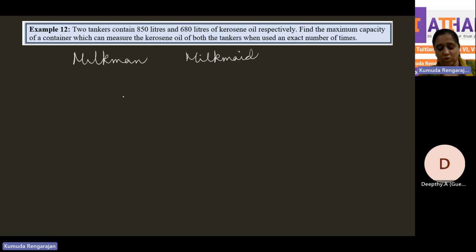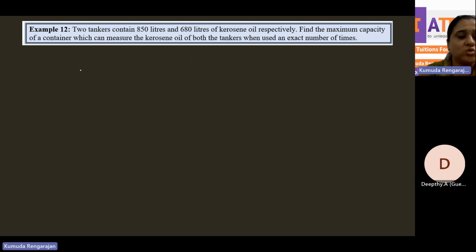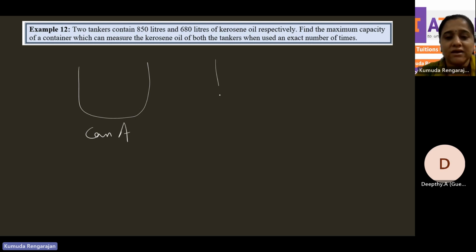That's the name of the brand or that product. Okay, milkmaid. So say a milkman or a milkmaid has 2 cans of milk. Can A, listen to me carefully, and she has another can B.